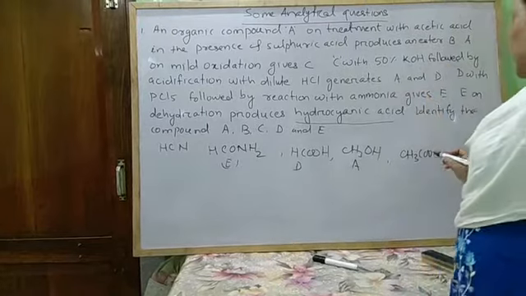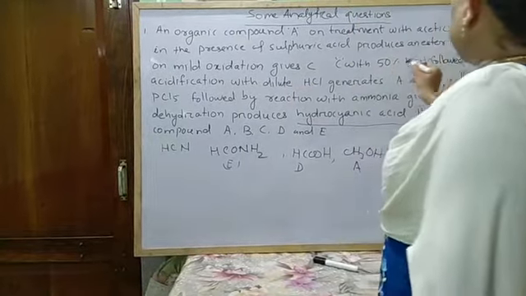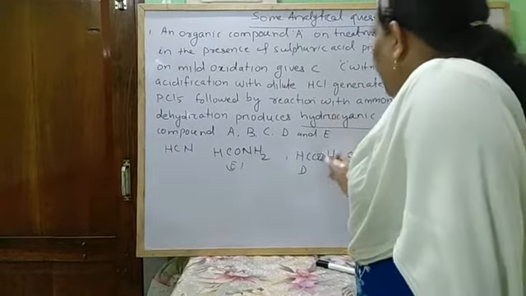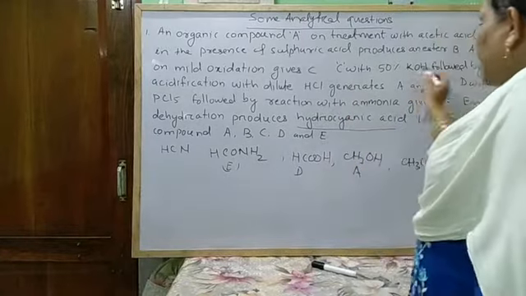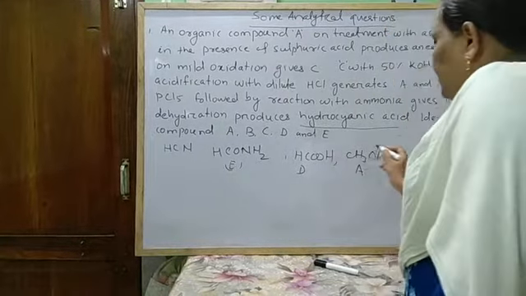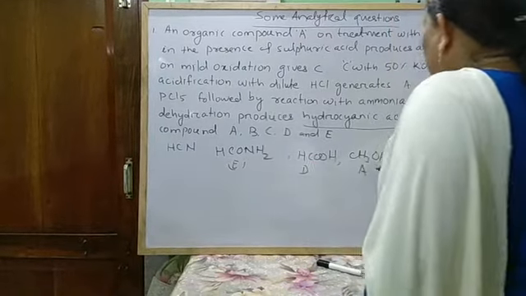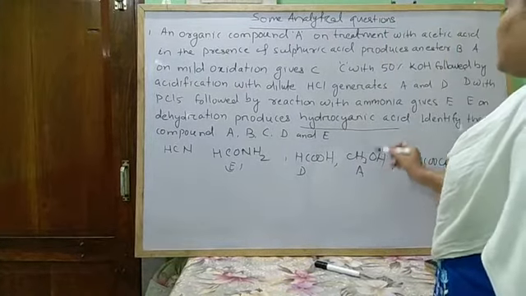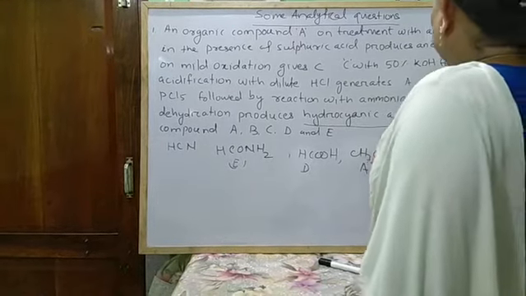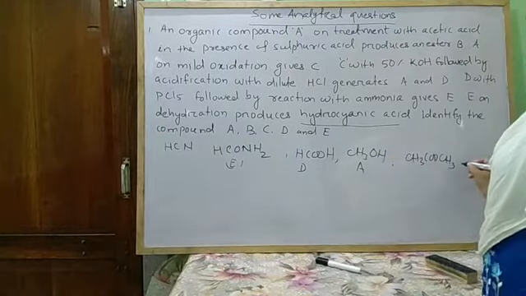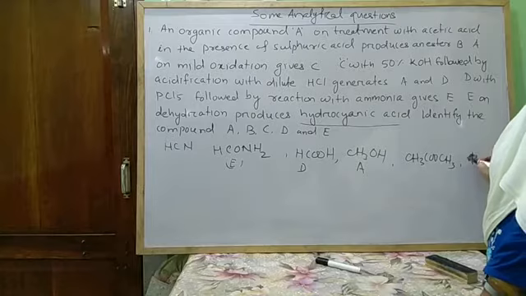And what is C? So C, which on oxidation gives this and this. Any C, that is an aldehyde, which on treatment with KOH gives formic acid and methyl alcohol. So as it gives formic acid and methyl alcohol, which is also produced by the mild oxidation of this compound, C must be formaldehyde.